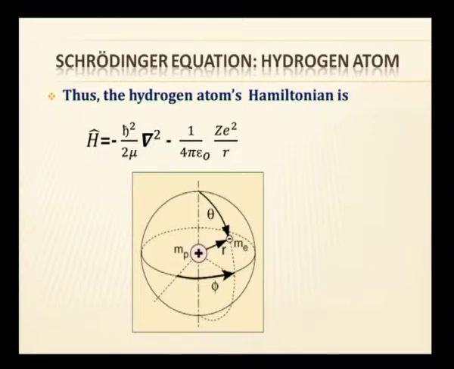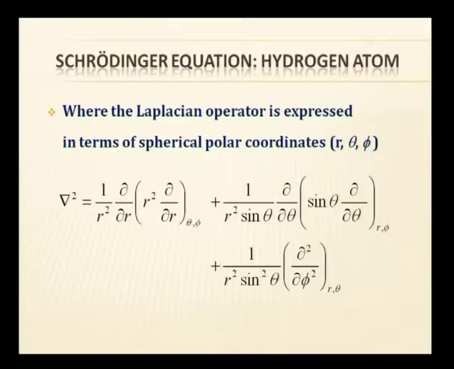by expressing del square. What is del square? The Laplacian operator del square is nothing but dou square by dou x square plus dou square by dou y square plus dou square by dou z square in the rectangular coordinate system. But the problem will be difficult if you use the rectangular coordinates. Therefore, you express del square in terms of spherical polar coordinates, namely r, theta and phi.